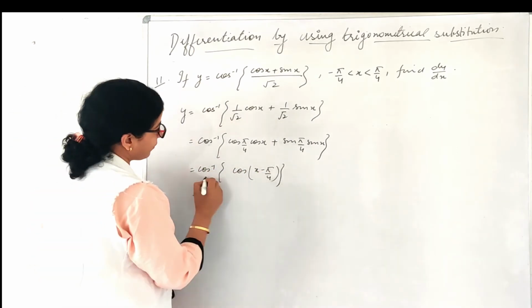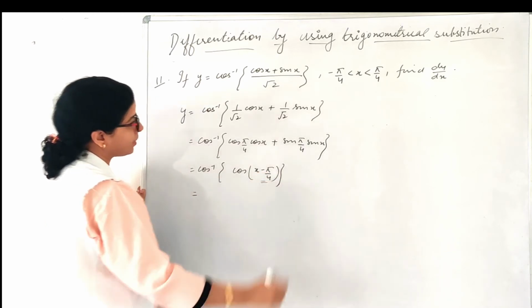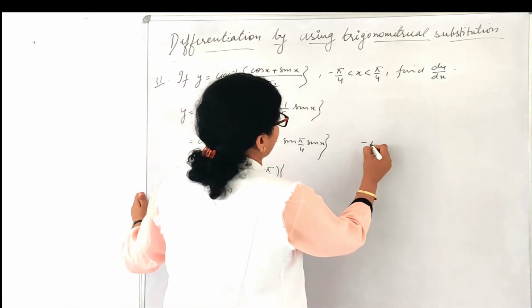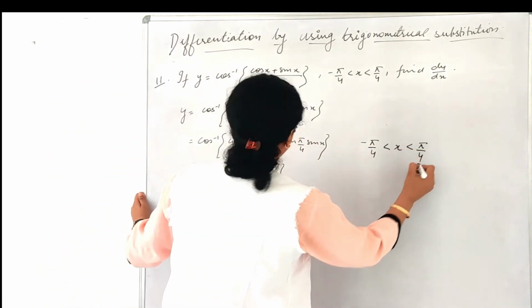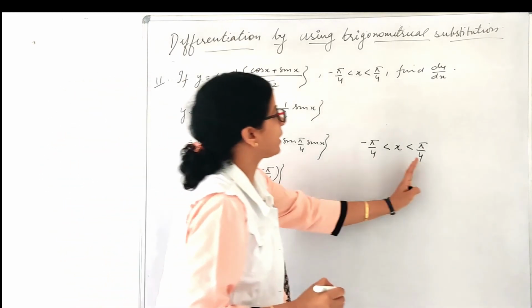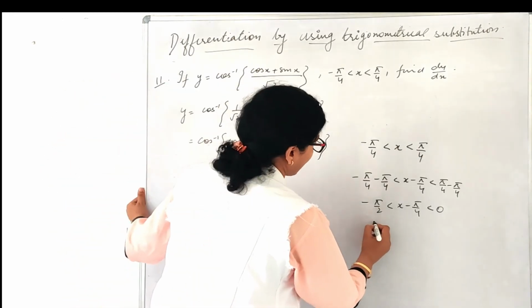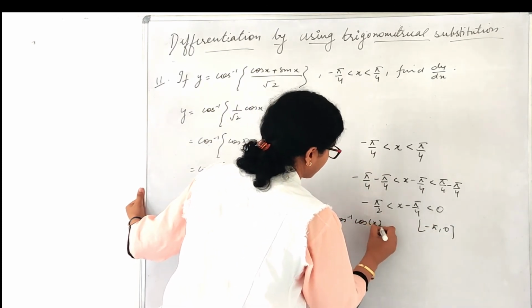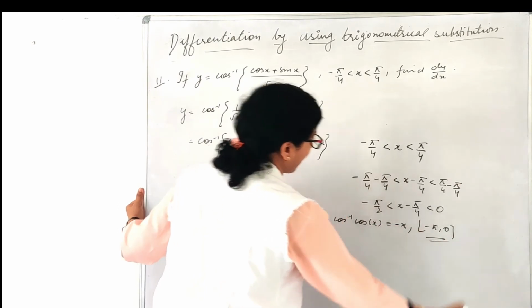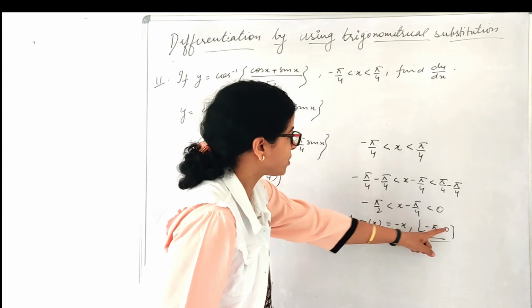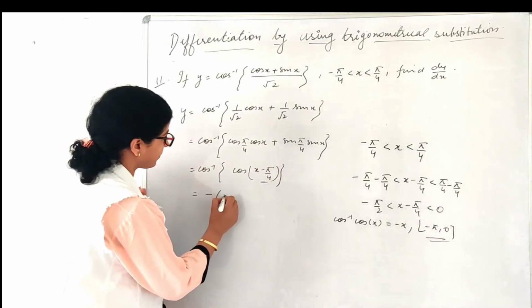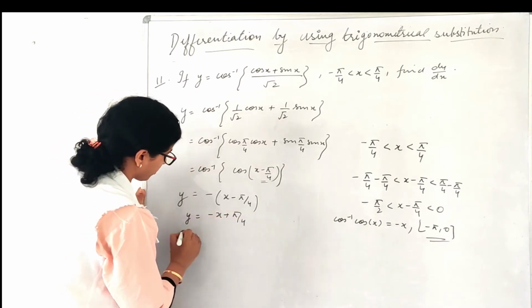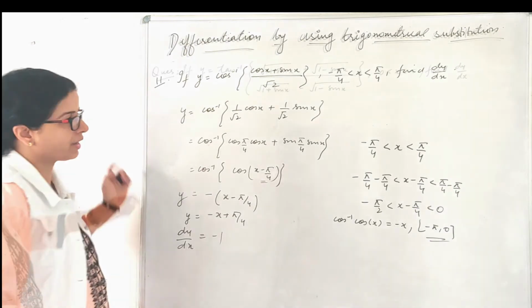And now we have to check whether my cos inverse of cos will be equal to x minus pi by 4 or not. So that can come from there. So it is minus pi by 4 less than x less than pi by 4, right? So I have x. So throughout I have to subtract pi by 4. So now my angle lies between minus pi and 0. And we know cos inverse of cos x equals minus x. If my angle lies between minus pi and 0, it will be equal to minus x minus pi, right? So y is equal to minus x plus pi by 4. So what will be my dy by dx? Minus 1. Done.